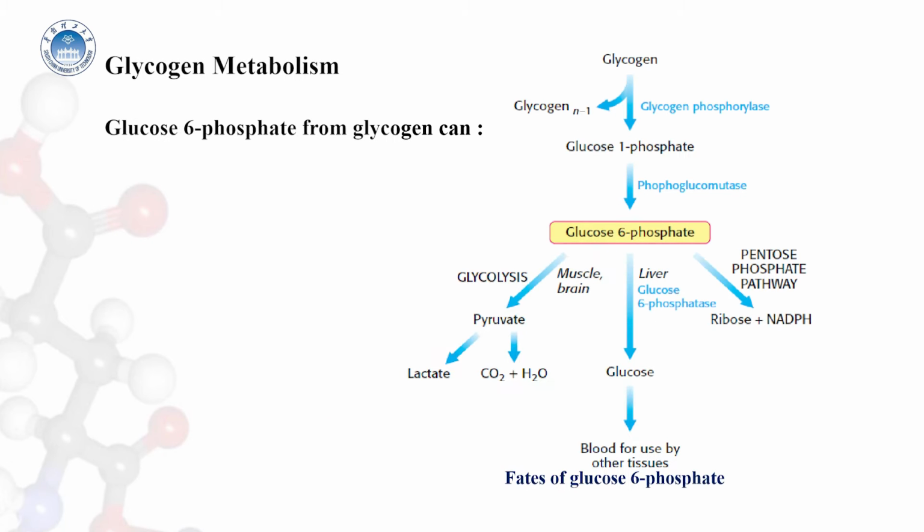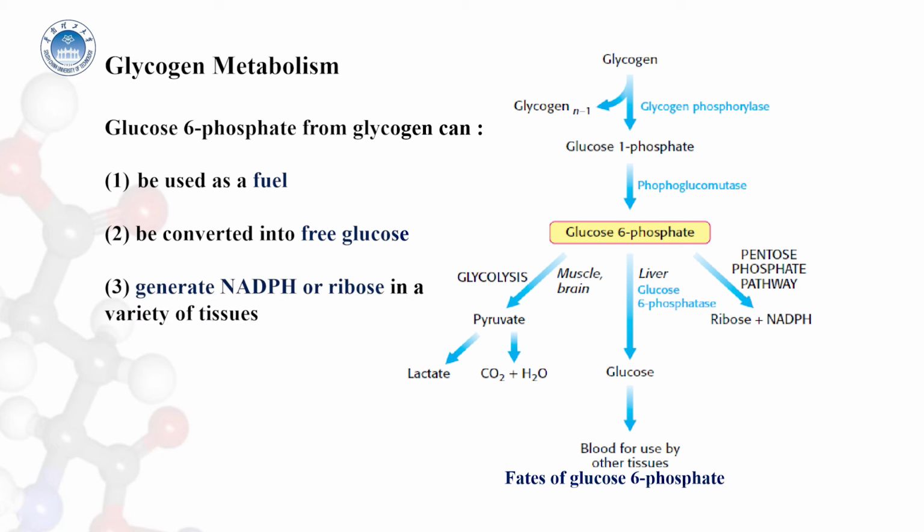So let's see the fate of glucose 6-phosphate. It is derived from glycogen, and it can be used as a fuel for anaerobic or aerobic metabolism, as, for instance, in muscle. It can also be converted into free glucose in the liver and subsequently released into the blood. And it can also be processed by the pentose phosphate pathway to generate NADPH or ribose in a variety of tissues.